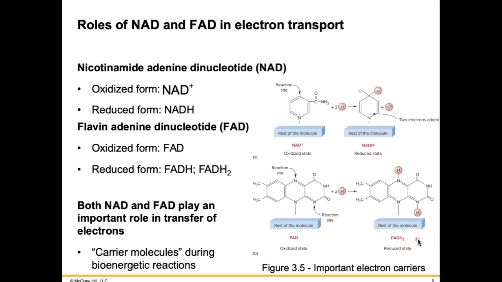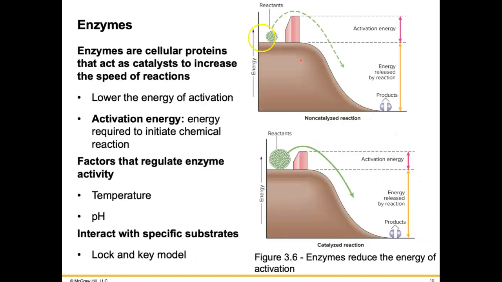Both NAD and FAD play an important role in the transfer of electrons and are known as carrier molecules in bioenergetic reactions. We'll talk more about that when we get into glycolysis, the citric acid cycle, and the electron transport chain. Now let's start our next topic on enzymes.